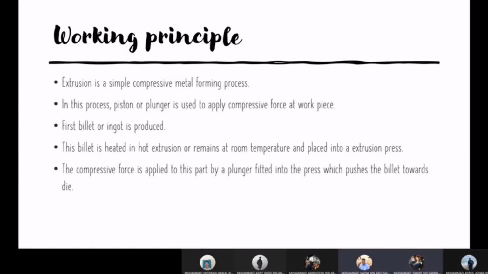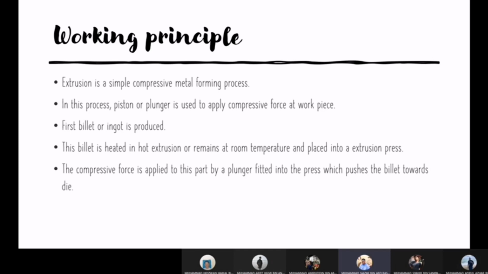For the working principle, extrusion is a simple compressive metal forming process. In this process, piston or plunger is used to apply compressive force at workpiece. For the first, billet or ingot or metal workpiece of standard size is produced. This billet is heated in hot extrusion or remains at room temperature and placed into an extrusion press. Extrusion press is like a piston cylinder device in which metal is placed in cylinder and pushed by a piston.